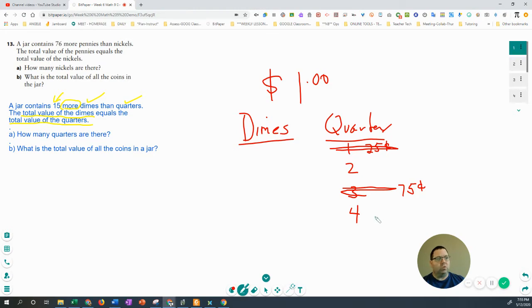I suppose you could have 4 quarters, but that adds up to $1, and the question kind of is implying there are dimes. So there really can't be 4 quarters. So there must be 2 quarters here. And that would be 50 cents. And that would be dimes. Dimes would mean you need 5 dimes to make the other 50 cents.